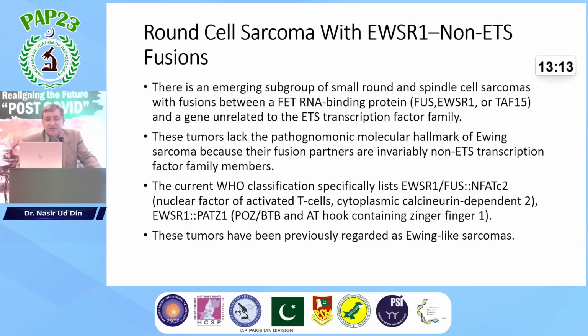The next group is round cell sarcoma with EWSR1 with non-ETS fusions. This is an emerging subgroup of small round and spindle cell sarcomas with fusions between a FET RNA binding protein and a gene unrelated to the ETS transcription factor family. The current WHO classification lists EWSR1 or FUS with NFATC2 and EWSR1 with PATZ1. These tumors had previously been regarded as Ewing-like sarcomas.